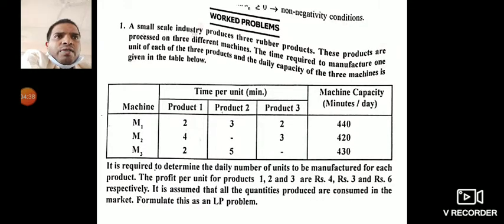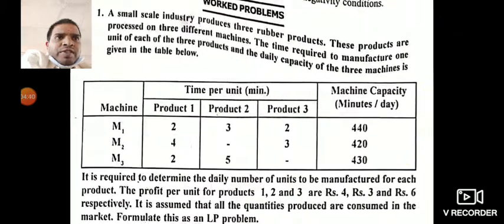Now this is the first problem, only for the formulation. A small scale industry produces 3 rubber products. These products are processed on 3 different machines. The time required to manufacture 1 unit of each of the 3 products and the daily capacity of the 3 machines is given in the table below.